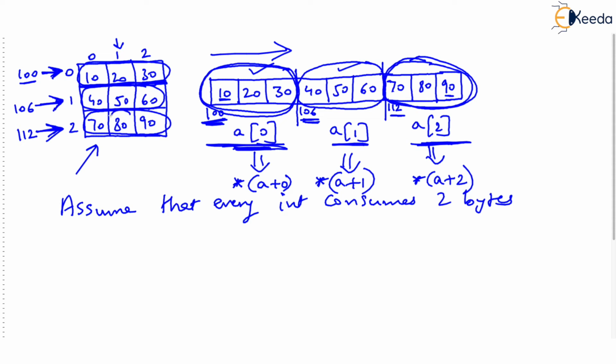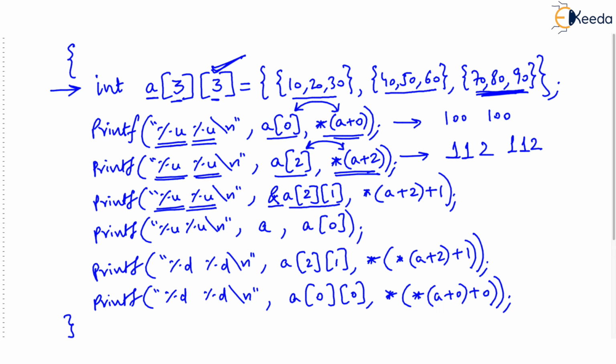So this element 80, which I am marking, I want to know the address of this element, and it has to be 114, because you know that the row itself begins at 112. So the address of 70 is going to be 112, but the address of 80 will be 114, assuming that each integer consumes 2 bytes. Okay. So what is this going to print?